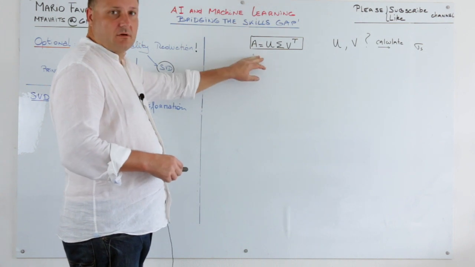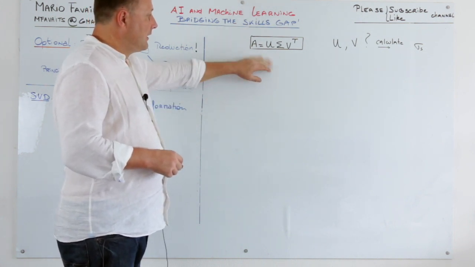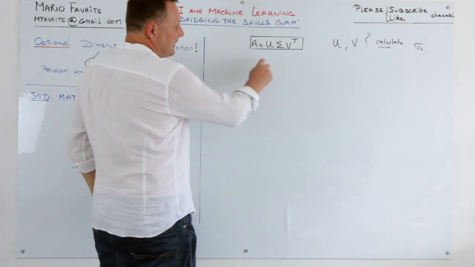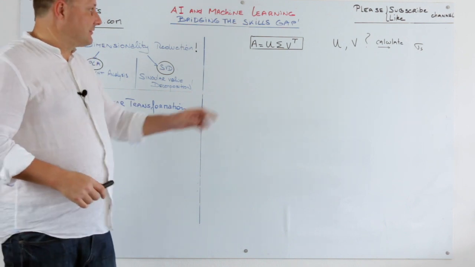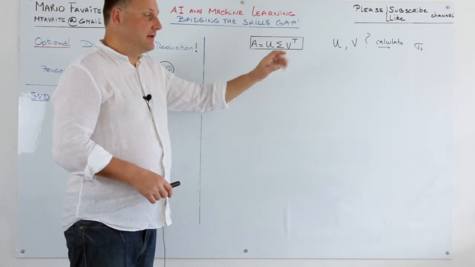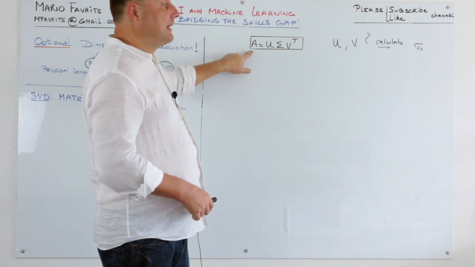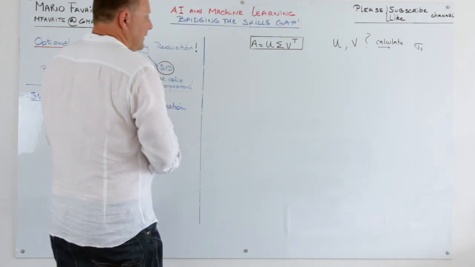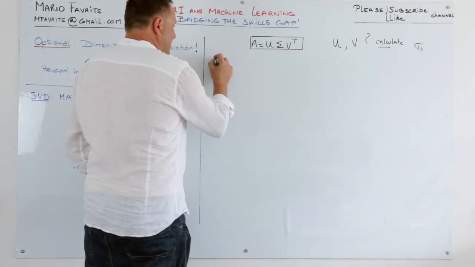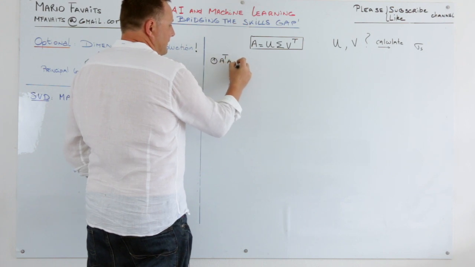Okay, this is the formula that we just derived. Now the question is, how do I find these orthonormal vectors u and v? Because if I have these and I have my matrix A, I can calculate my singular values. So the first thing that we're gonna do is calculate A transpose A.